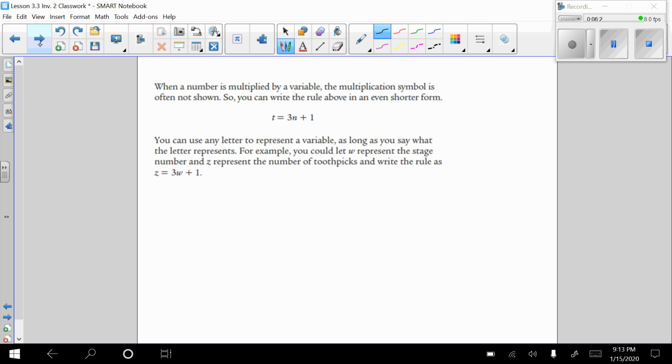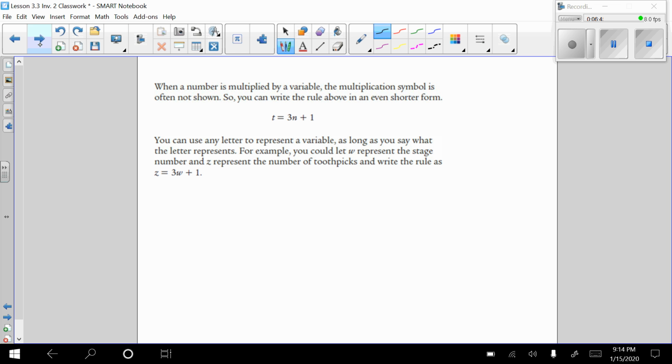When a number is multiplied by a variable, the multiplication symbol is often not shown, just like I showed you. Here it is written and typed out. Here's another way you could write it. You can use any letter to represent a variable, as long as you say what the letter represents.